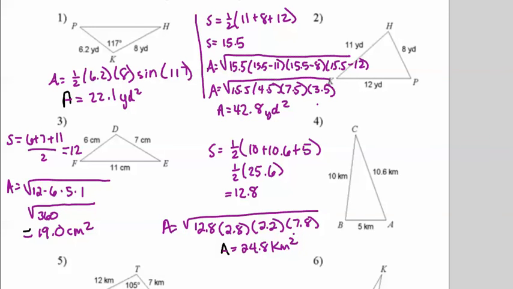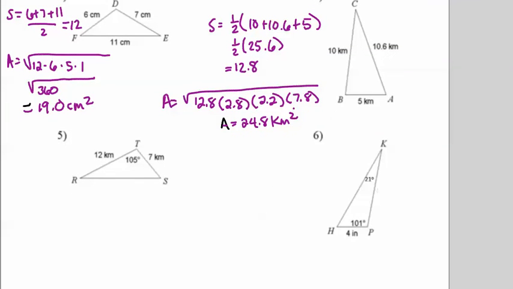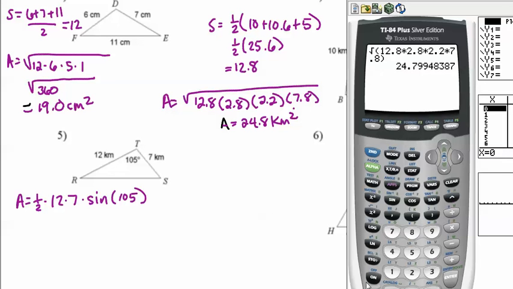Okay. All right, in number 5, it's another side angle side, so I'm going to use my first formula. So area is 1/2 12 times 7 times the sine of 105. And that's one step, so we can put that in the calculator. All right, 1/2 of 12 is 6, so I'm going to go 6 times 7 times the sine of 105. I get 40.6 kilometers squared.